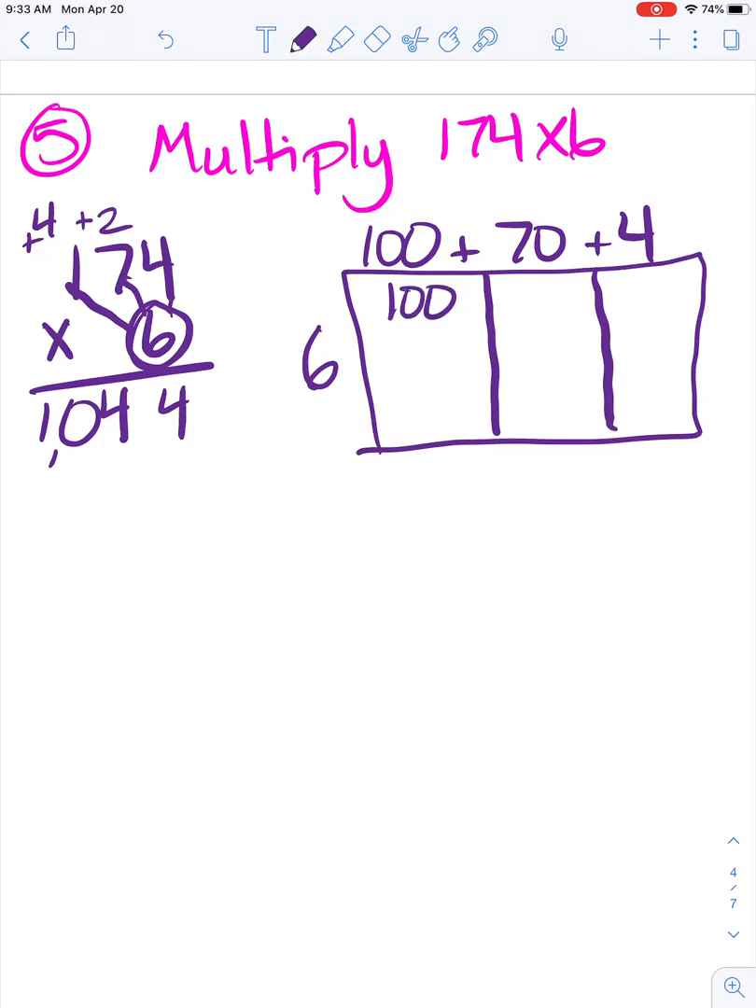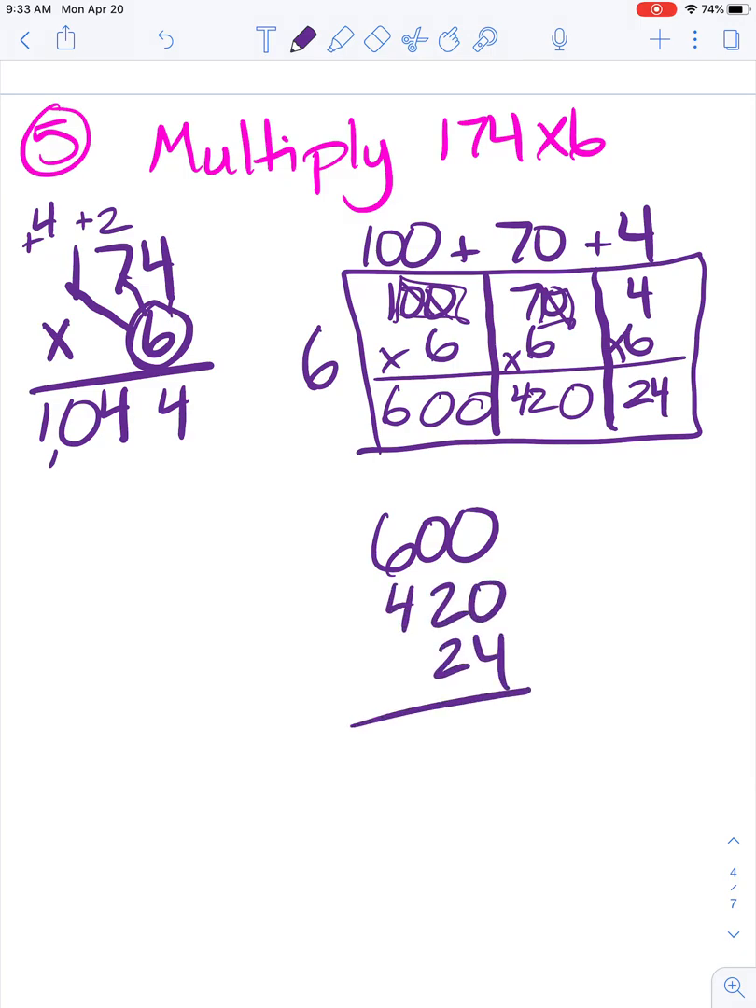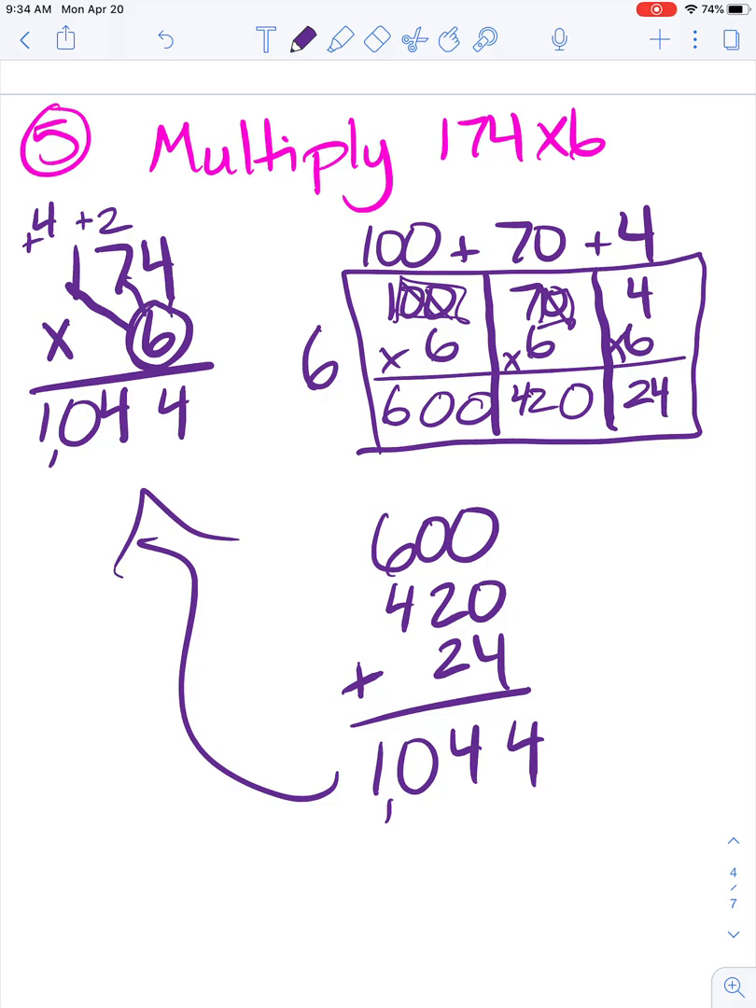Let's try it here. Going down 100, going down 70, going down 4, going across 6. Okay, box them, cross them, bring them down. 6 times 1 is 6. Box it, cross it, bring it down. 7 times 6 is 42. And 6 times 4 is 24. These are our partial products. Partial products because they are part of the product. I'm going to add those, and when I do, I also get 1,044.